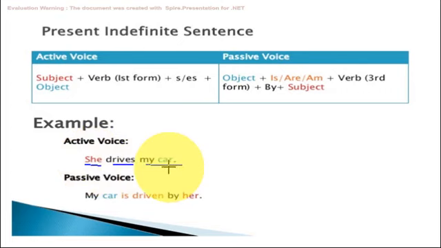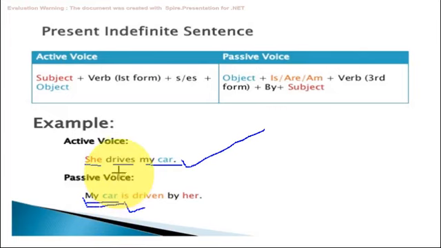Now see, then we have used here my car. Object has become subject here, my car. Then what is our next rule? Use the appropriate form of to be. Now the sentence belongs to simple present tense, right? Therefore we have to use am, is, or are. Since this my car is singular, we have to use is here, and we have used is here, right? You can clearly see here we have used is.